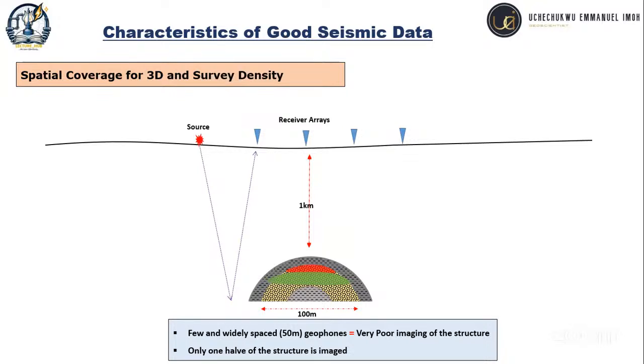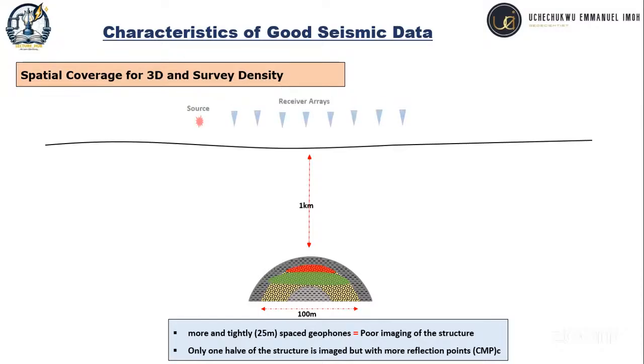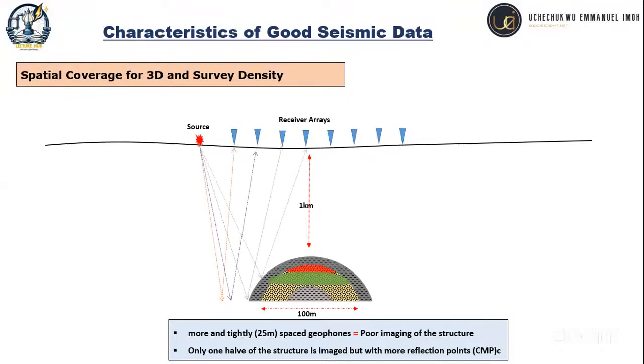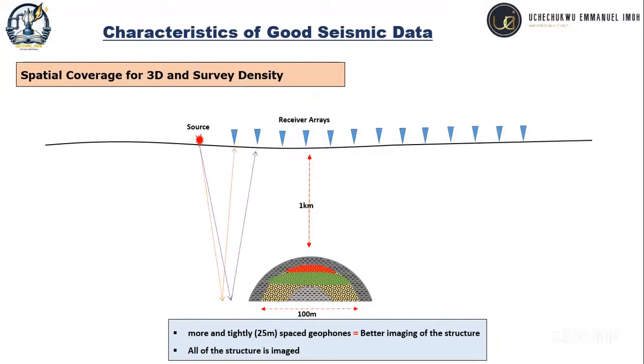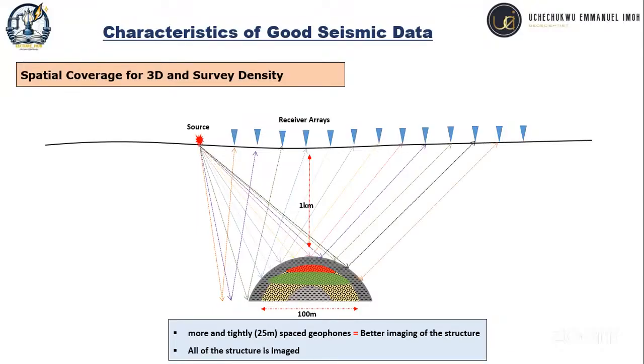I also explained the spatial coverage, using four receivers trying to image the structure, and you have a low image quality because you have wide-spaced geophones. But in a situation where you increase the number of geophones, your density of survey area increases, and this receiver spacing also reduces. So you have more CMPs or CDPs on the structure, meaning that the structure will have a higher fold coverage.